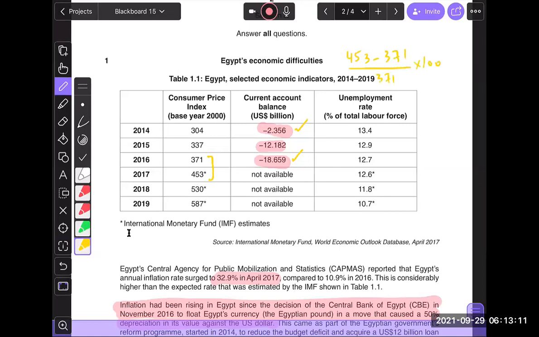Guys, what's the math for this? 453 minus 371 divided by 371 is 22%. Yeah, 22.1%. So that's equal to 22.1%. Right? So that's your answer. Guys, do you all agree with that? Yeah.